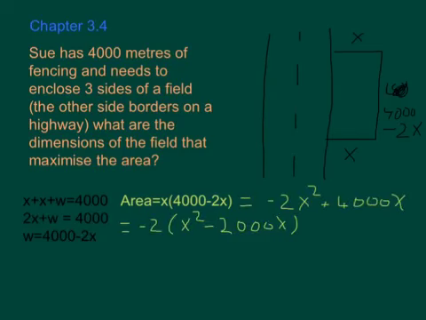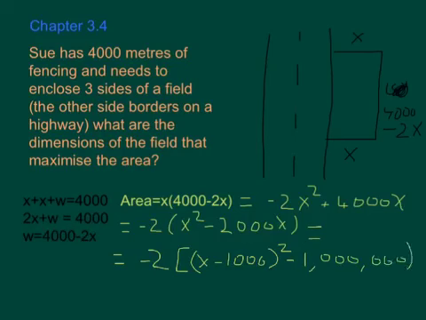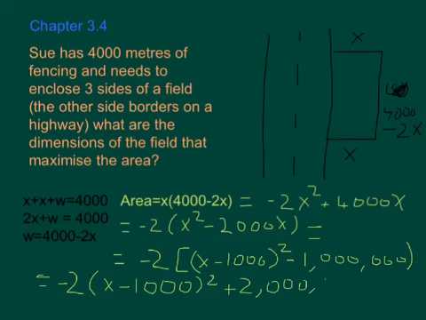What I will end up with here is negative 2 times x minus 1,000 squared minus 1 million, and that would leave me with the grand total of... Okay, so write this down while I'm doing it. Don't just sit there watching me do all the hard work. This needs to be in your binders.